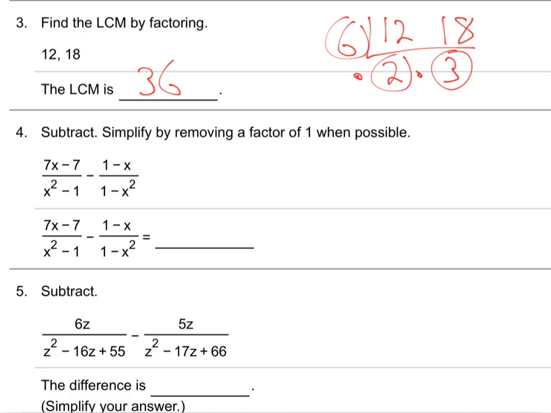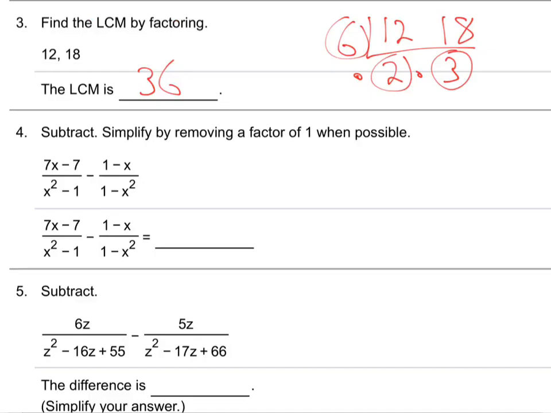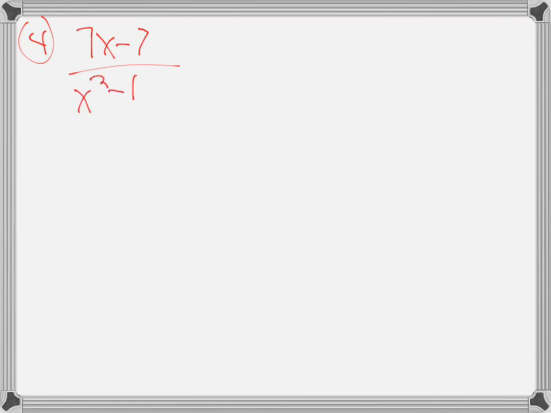All right, number 4. So I'm going to go straight on that one if you're good. 7x minus 7 over x squared minus 1, minus 1 minus x over 1 minus x squared. Yeah, that's a bad one. All right, we have a couple issues here. These guys need to be turned around, don't they? Remember when you turn things around?